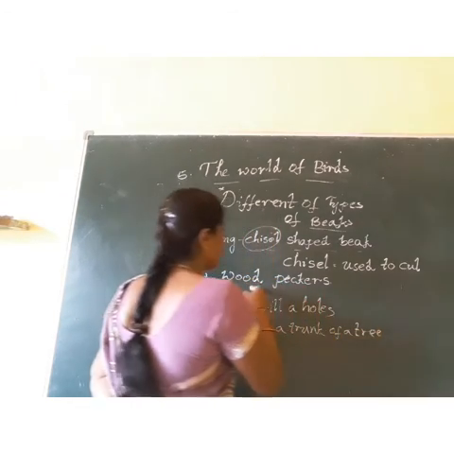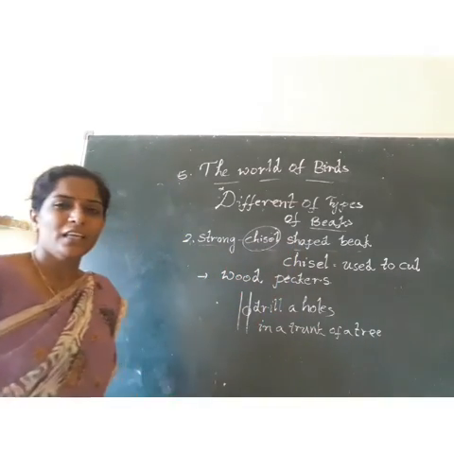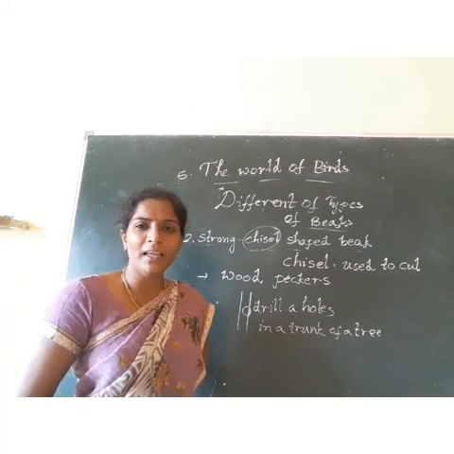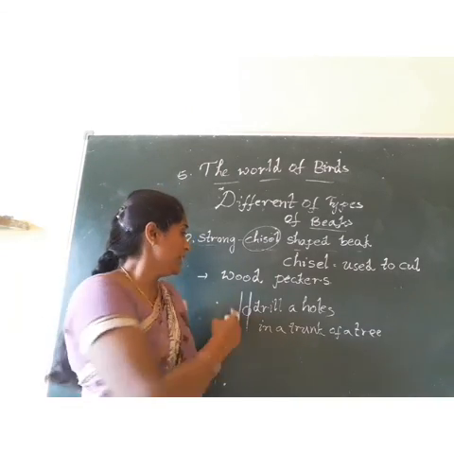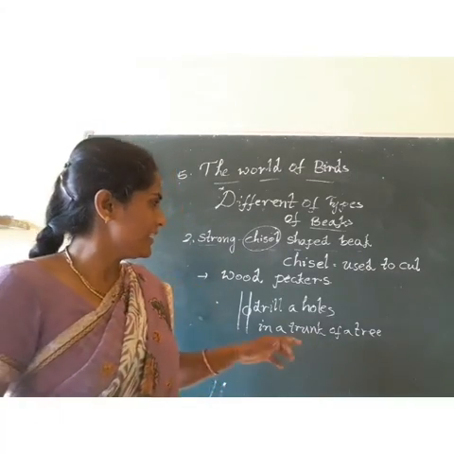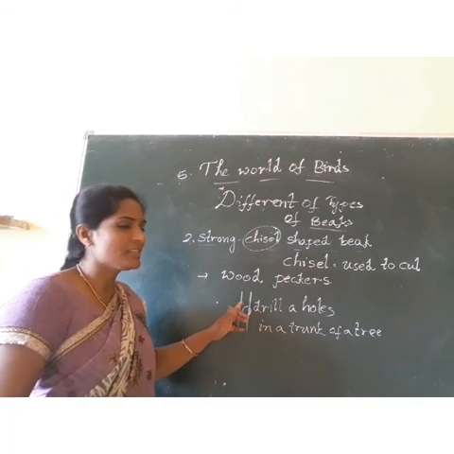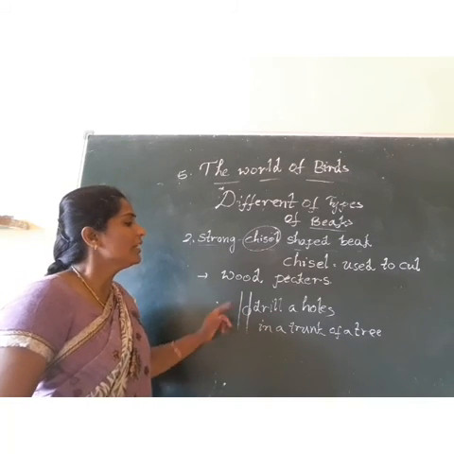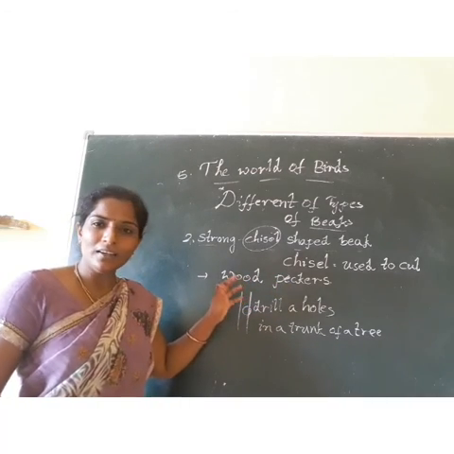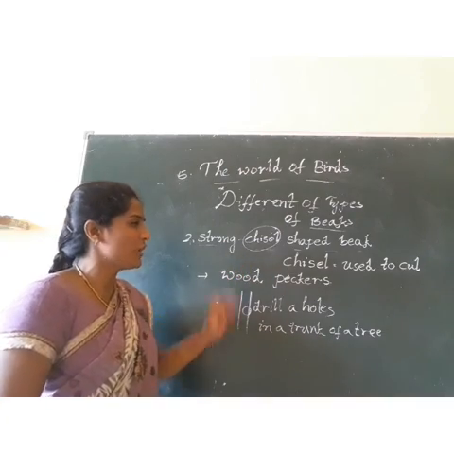See, these type of birds have strong and chisel shaped beak. Which type of birds have this strong and chisel shaped beak? Example, that is woodpecker. While it is drilling a hole in the trunk, some insects are also present in it. At that time, the woodpecker can take the insects from the trunk of a tree. So this is about the strong and chisel shaped beak.